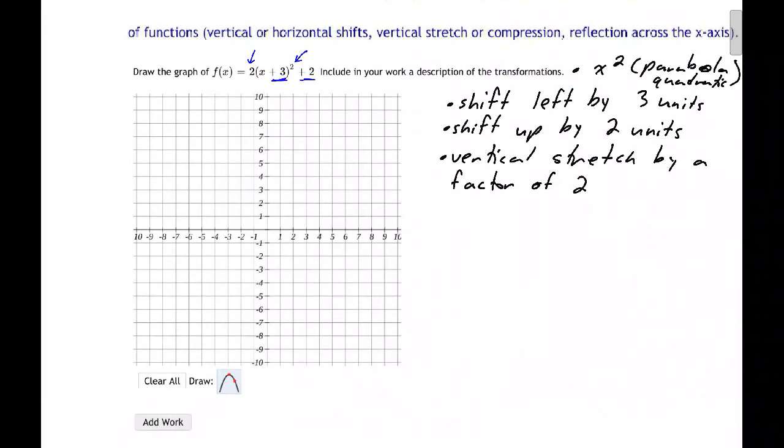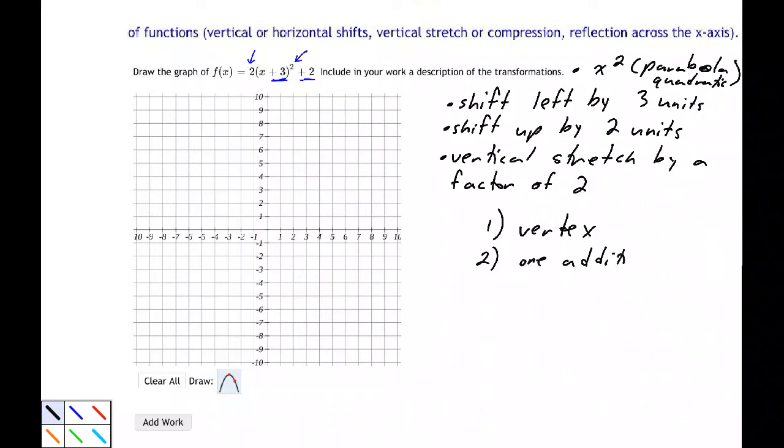Now, to graph this function, there are 2 things that I really need. One, I need the vertex. And this applies to any parent function, but in particular, with quadratics, we call that special anchor point the vertex. And then also, we need to include one additional point. Now, that one additional point, we're going to determine where that is based on the vertical stretch.